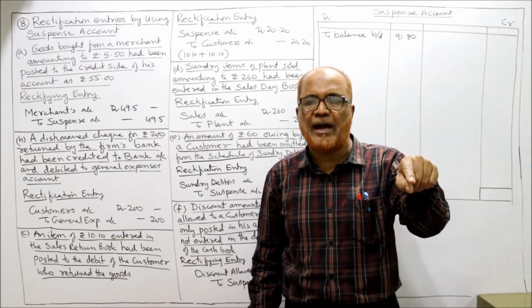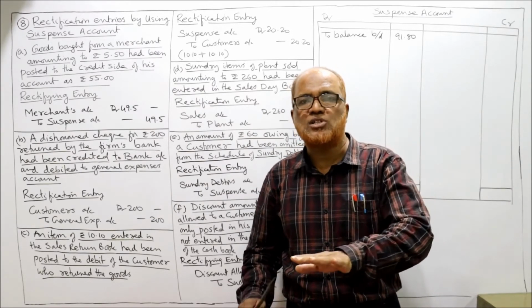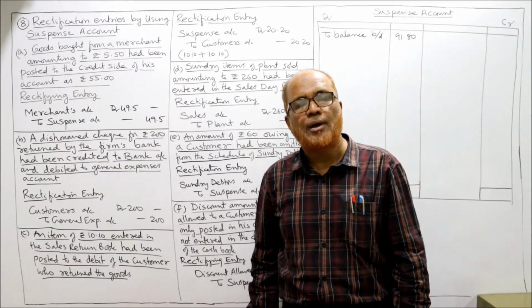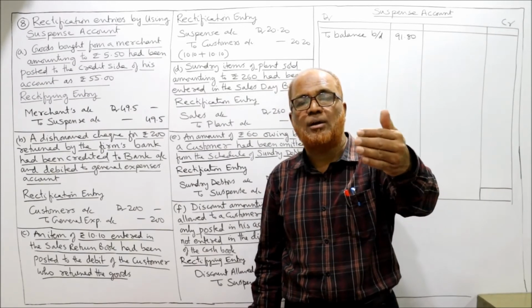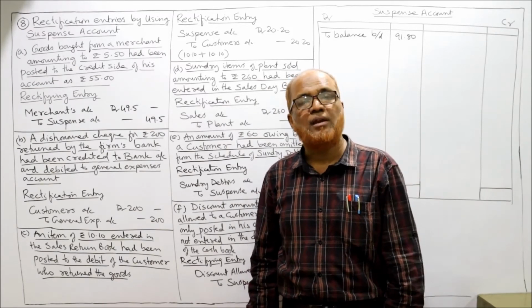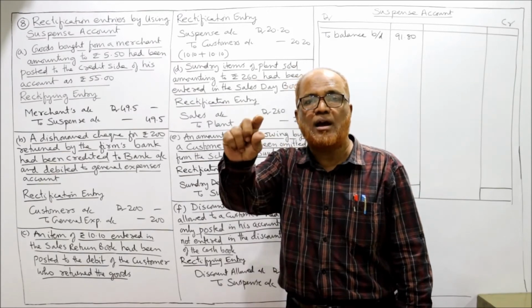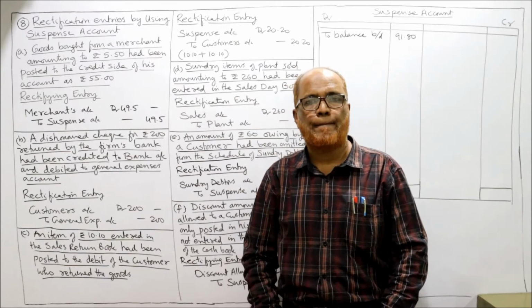We have debited bank, so bank balance will increase, and we have credited the customer account, closed, finished. But later on, the banker has informed that the check deposited is dishonored. Now we have to reverse the entry. Reverse the entry means customer account debtor to bank account. This is the entry on dishonor.